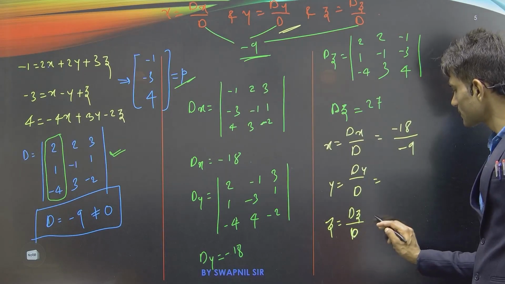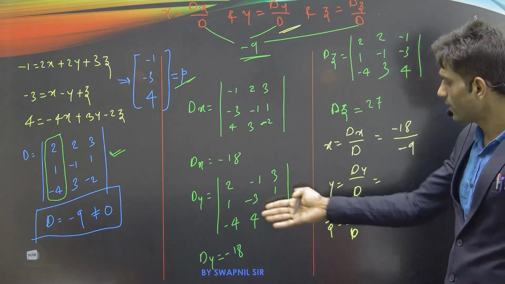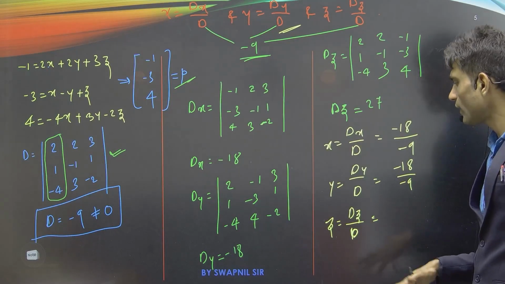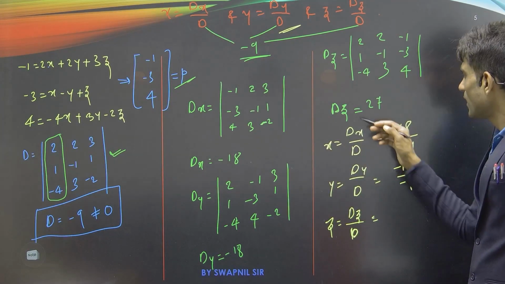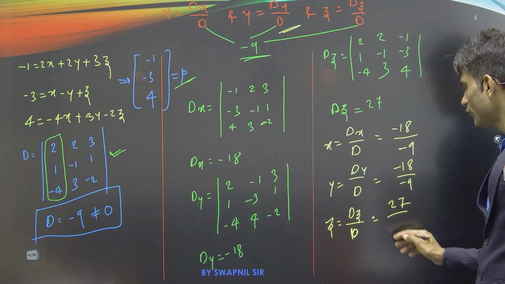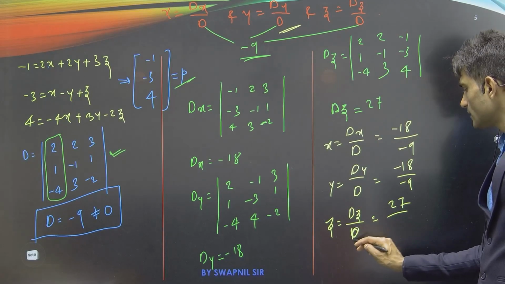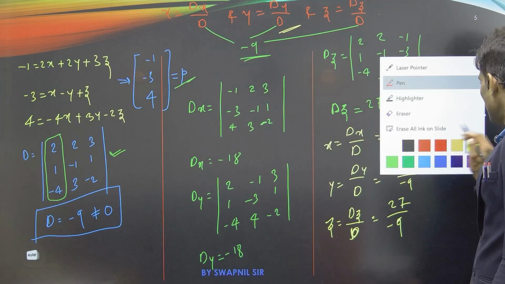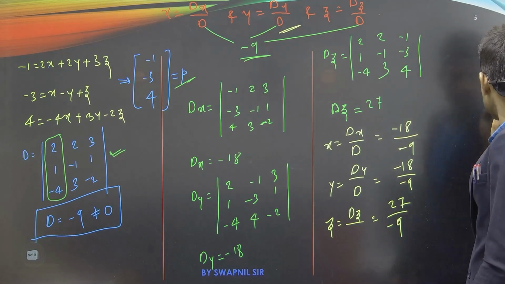So substitute the value for dy here: -18 divided by -9, which is the value for d. Again dz can be written as 27. We already have the value for dz, and d here is -9.